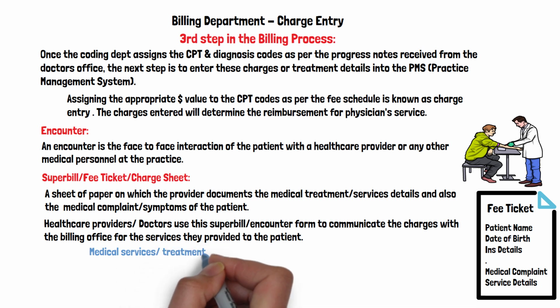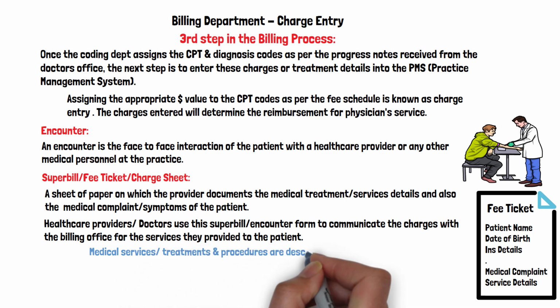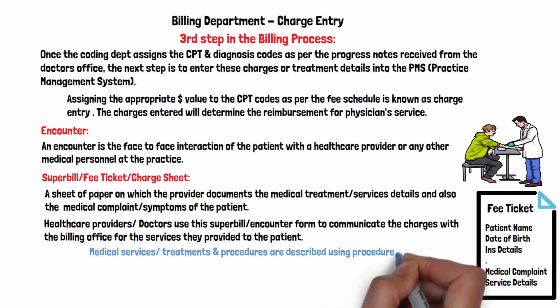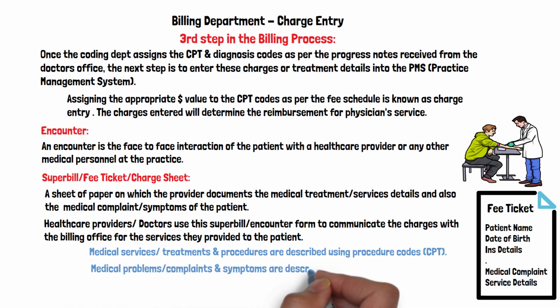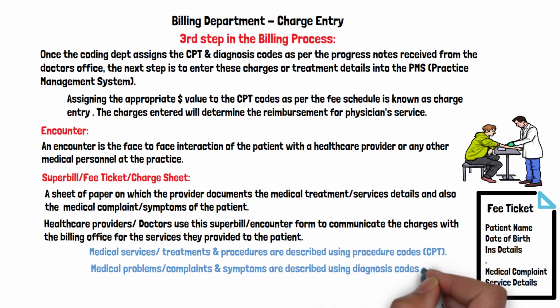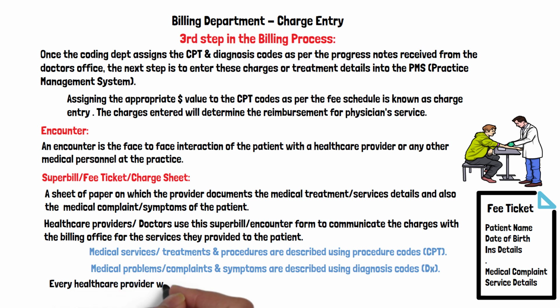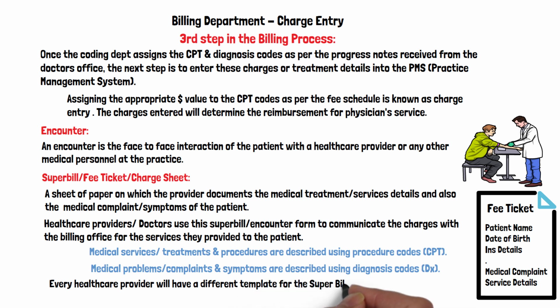Now, in the US healthcare system, all medical services, treatments, and procedures are described using procedure codes or CPT codes. In a similar way, all medical problems, complaints, and symptoms are described using diagnosis codes or DX codes. Every healthcare provider will have their own template for the super bill or fee ticket or encounter form. It doesn't have any standard format like a CMS 1500 claim form.